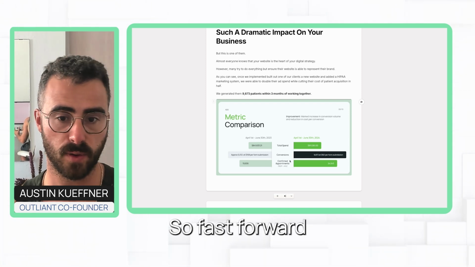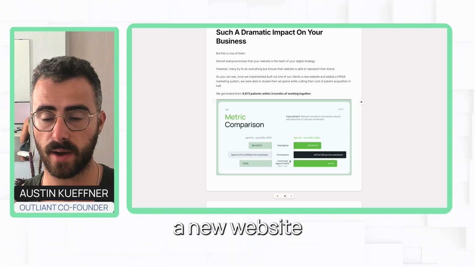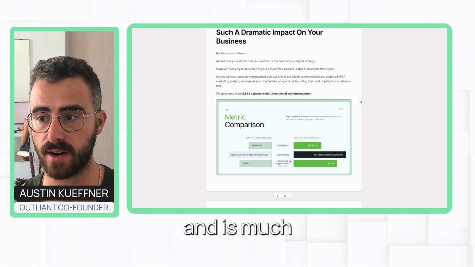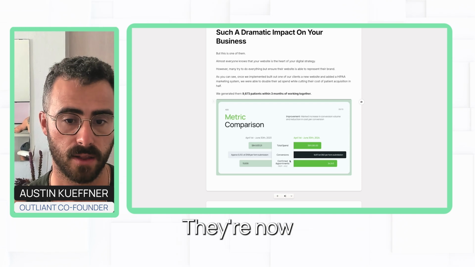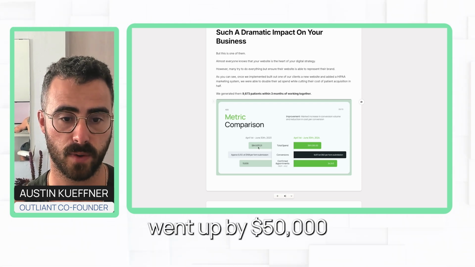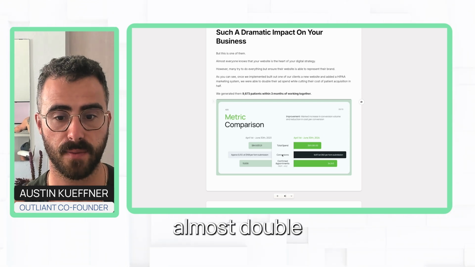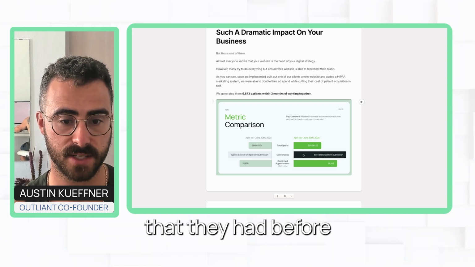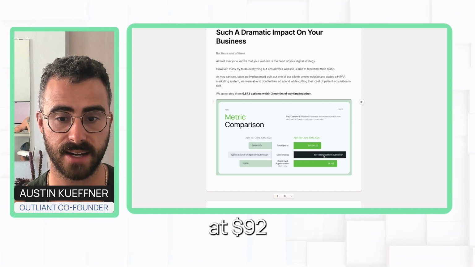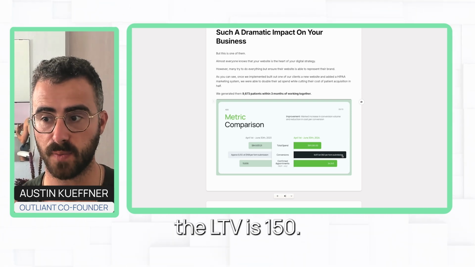So fast forward a year to when we have worked with them and we've released a new website that just converts much better and is much more intuitive. They're now able to spend $900,000, so it went up by $50,000 during the same period. They're able to get almost double the amount of conversions that they had before at $92 per submission, which is great considering the LTV is $150.